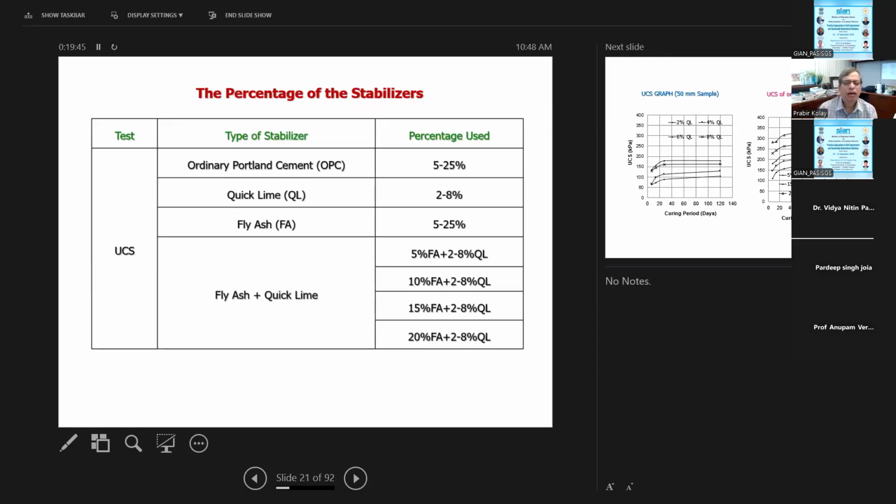For that particular peat soil, we used ordinary Portland cement, 5 to 25%, because for organic soil you need a little bit more compared to mineral soil. Then we used quicklime, 2 to 8%. We used fly ash, 5 to 25%. And we used a combination of fly ash and quicklime: 5, 10, 15, 20% fly ash, and we varied the quicklime 2 to 8% for different combinations. So this is one.